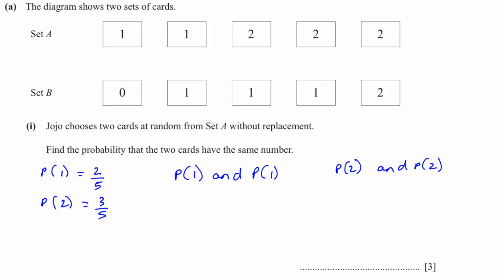The first probability of getting a 1 is 2 over 5. If you have removed a 1, how many ones are remaining? 1. And how many total number of cards? 1, 2, 3, 4. So 1 over 4. Plus, if you are taking the probability of 2, suppose the first card is 2, the probability is 3 over 5. And the second will be 2 over 4. Put this in the calculator and you will get 8 over 20. Simplify it, it is 2 over 5.